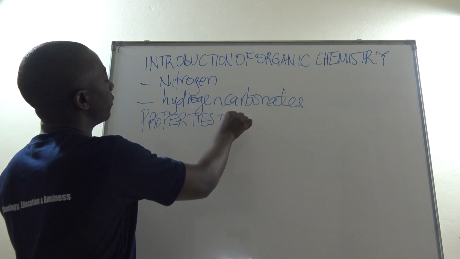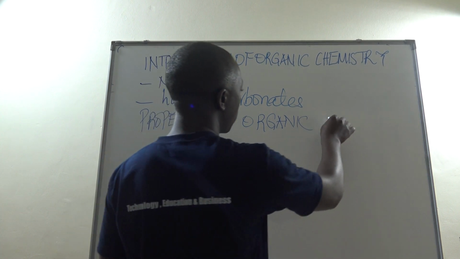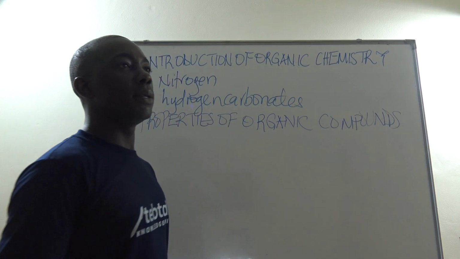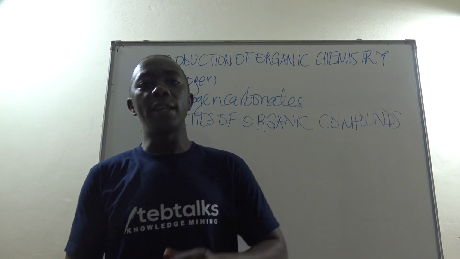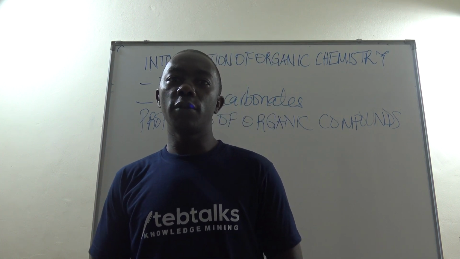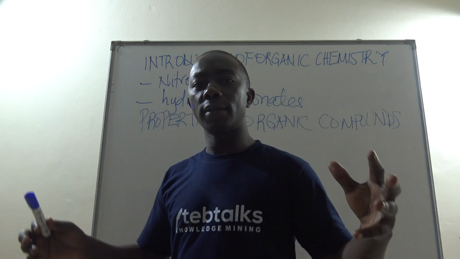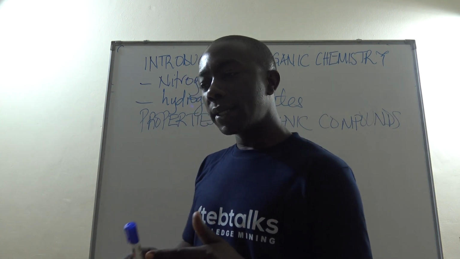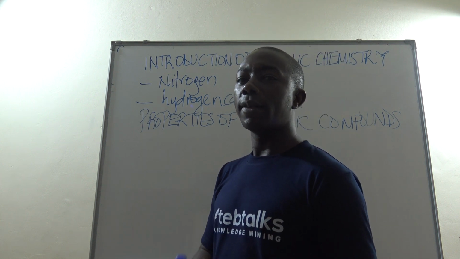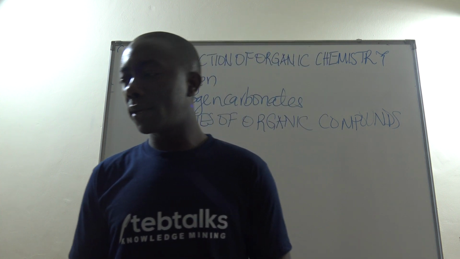Properties of organic compounds. It is important that we understand the clear-cut difference between organic compounds and inorganic compounds, because I said at a later time I'll be coming in to teach about inorganic. What makes inorganic different from organic is that in inorganic we study a variety of elements of the periodic table. But here, out of the very many elements of the periodic table, we dwell so much on carbon as the center of organic chemistry. Why do we study so much about carbon in organic chemistry?